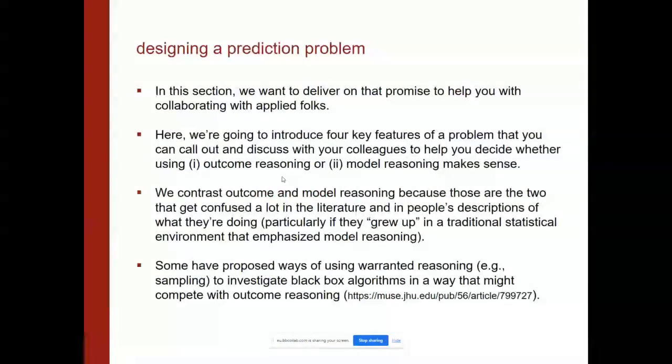And I'm going to contrast this, by the way, to model reasoning. We're going to deliver on that promise to help you with collaborating with applied folks. This is what I'm going to do now, so that you feel comfortable talking with your applied folks about whether machine learning is appropriate for this context. We're going to introduce 4 key features of a problem that you can call out and discuss with your colleagues to help decide whether outcome reasoning or model reasoning makes sense. We're going to contrast outcome reasoning and model reasoning because they're the two that get confused a lot. Like I said, whenever you talk to collaborators, like Mike said before, is the lasso outcome reasoning or model reasoning? These are the two that tend to get confused a lot.